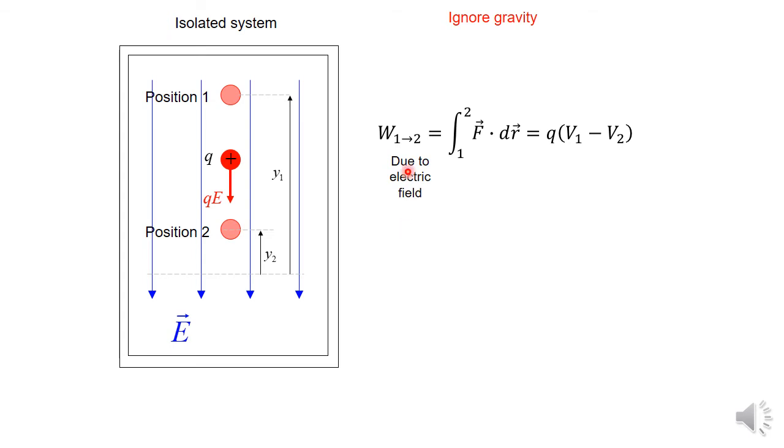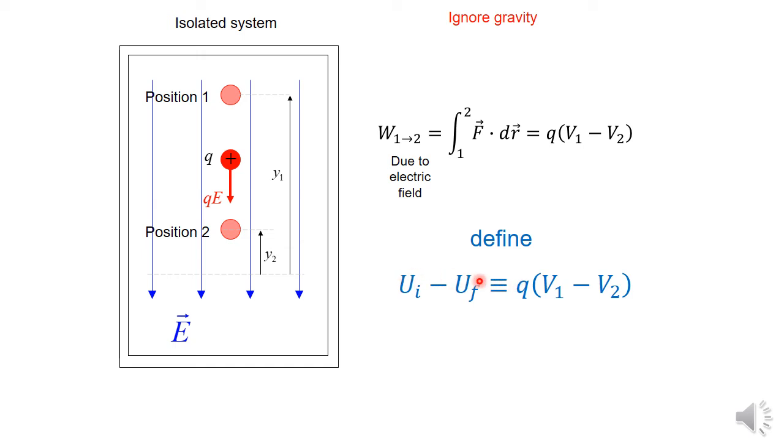So what is the work to go from point 1 to point 2 due to the electric force? It's the integral from 1 to 2 of F dot dr, and we know the relationship between work and potential difference between 2 points. You just multiply by the charge q. So let's define U initial minus U final to be q times (V1 minus V2).